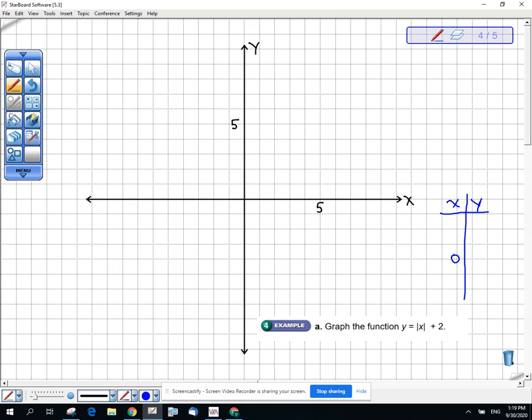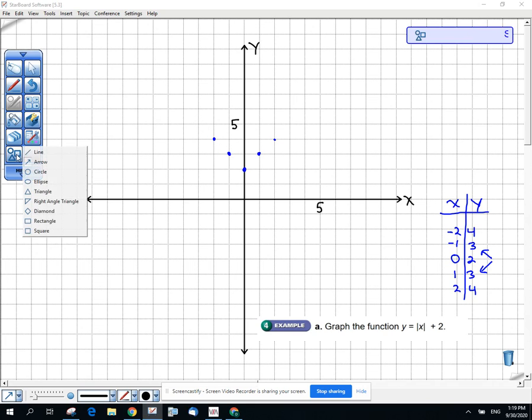Okay, so what if I plug in 0? 0, absolute value of 0 plus 2 would be 2. What if I plugged in 1? That would give me 3. But what if I plugged in negative 1? Negative 1's absolute value is 1, plus 2 would be 3. So right away, you know that this is your vertex here. There's a vertex at 0, 2. We have a point at 1, 3, and a point at negative 1, 3. You know what's going to happen when you plug in 2 and negative 2? You're going to get 4. And you can probably see from there what this graph is going to do.